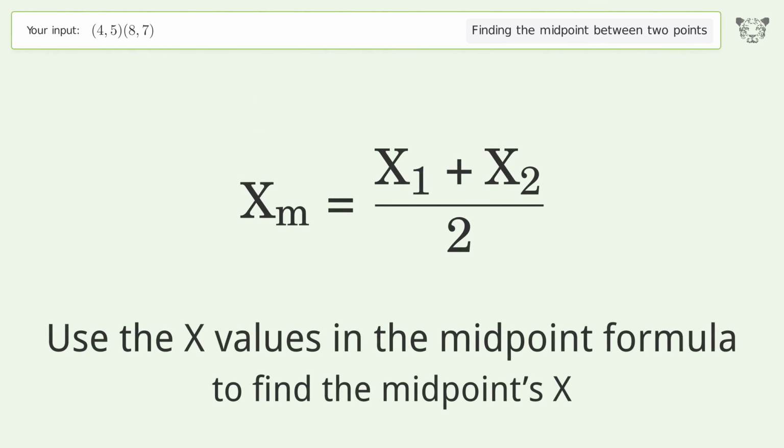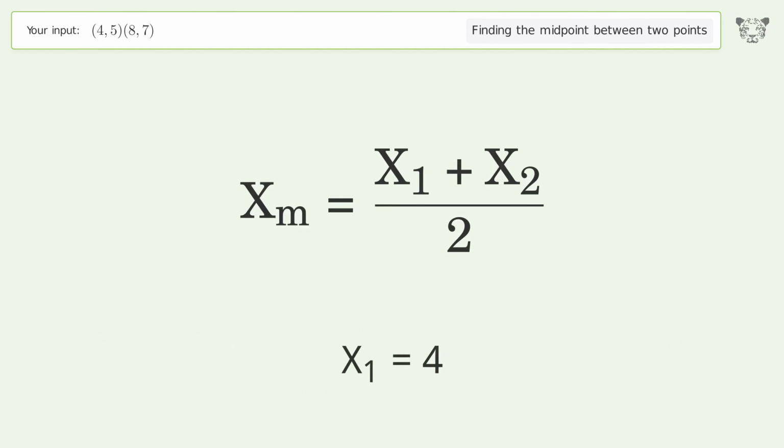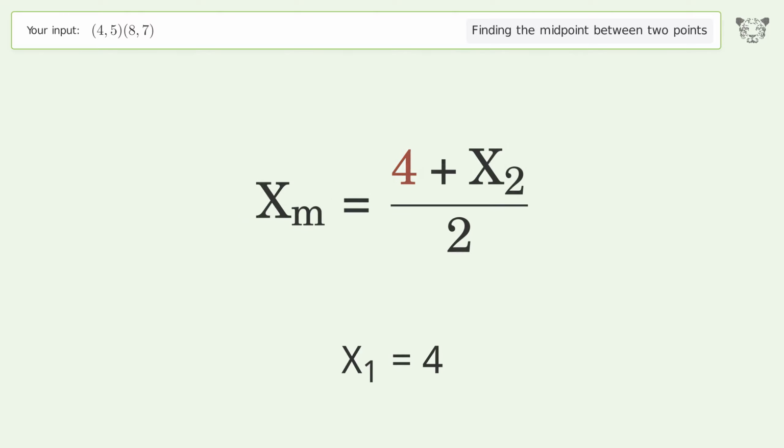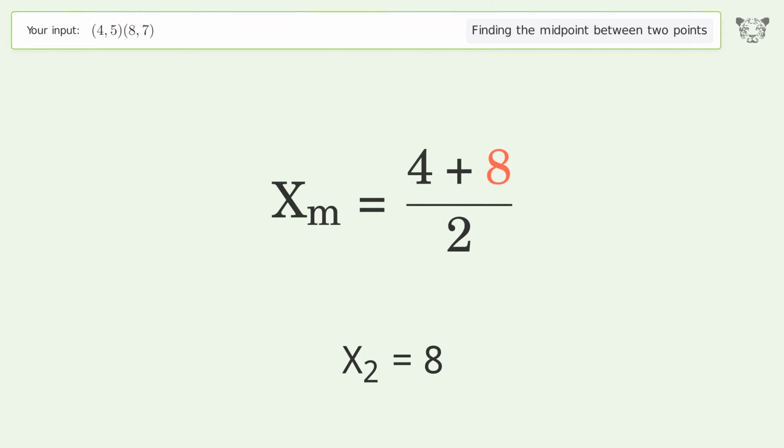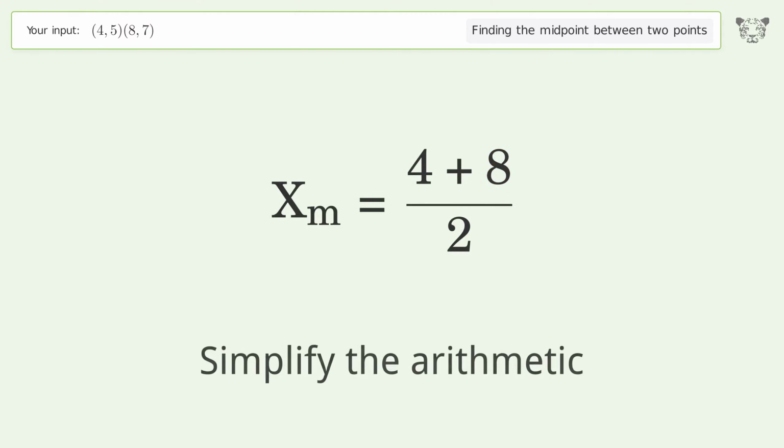Use the x values in the midpoint formula to find the midpoints x. x1 equals 4. x2 equals 8. Simplify the arithmetic.